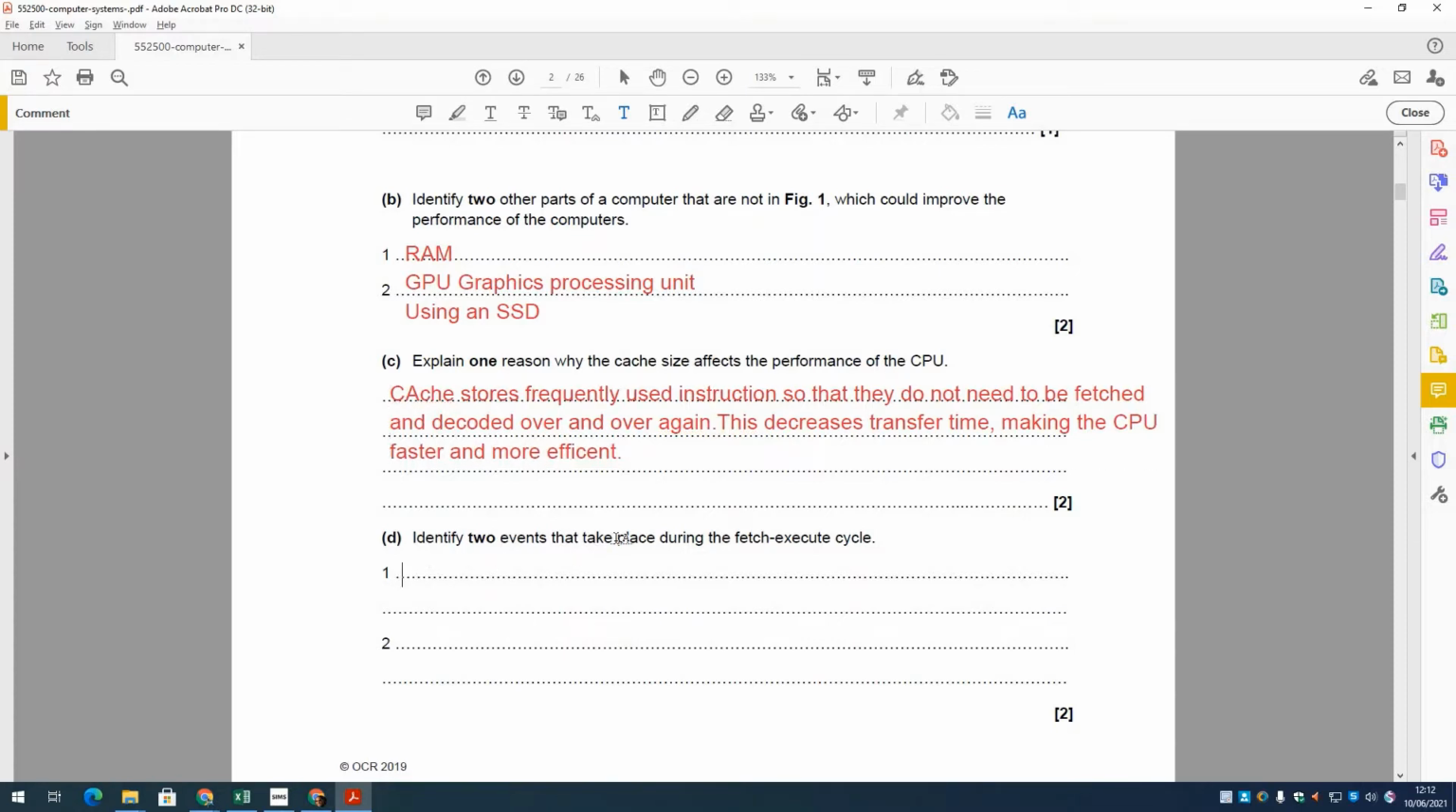Okay, part D. Identify 2 events that take place during the fetch execute cycle. So let's think of it. So first of all, instructions are fetched from the RAM. Second part of that is once they're fetched, they are decoded into binary. You only need 2 and it's 2 marks. You could also talk about the fact that they are then executed, the instructions are ran, and then it repeats the cycle again.